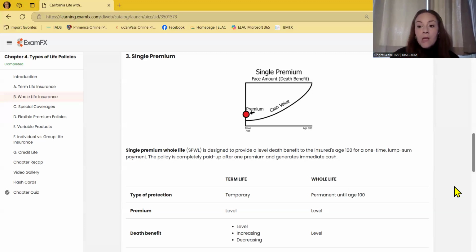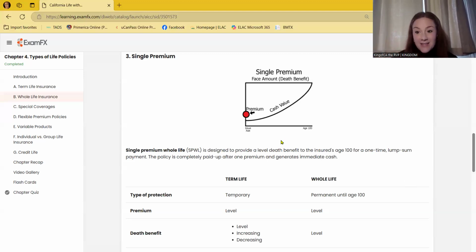Next is single premium. Single premium is exactly what it sounds like as well. We are going to pay one big lump sum premium to start that policy. The cash value will begin growing immediately. It will begin to accumulate interest immediately because it's one huge payment.